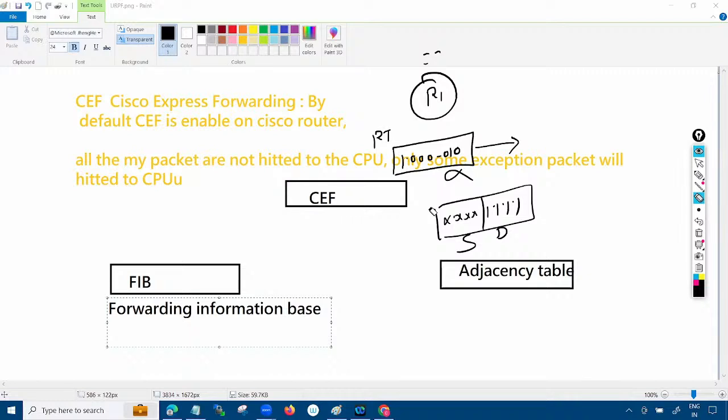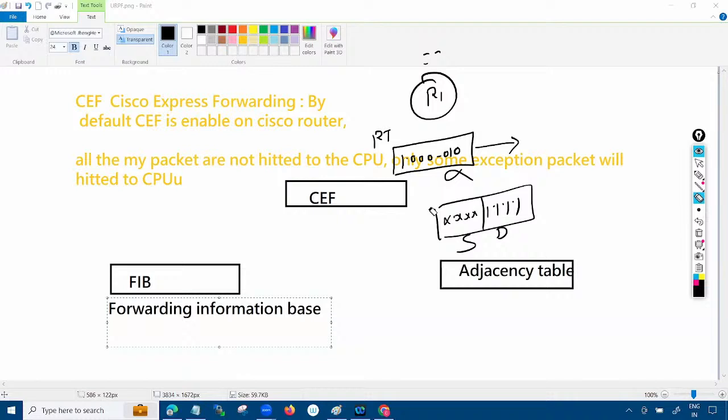In CEF forwarding, what happened? My packets are not hit to the CPU. Only the exceptional packet is hit to the CPU. Exceptional packet means what? Routing update packets, and packets enabled with quality of service. Policy-based routing, if you remember that, right? We applied the policy. In that case, the CPU will handle it, not the FIB, to handle that packet.